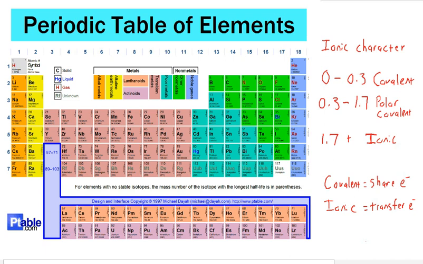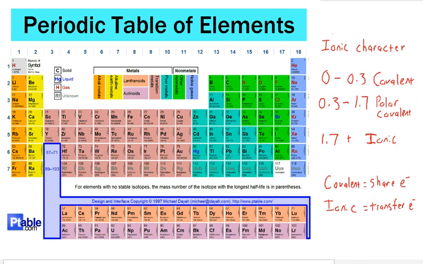Alright, in this video we're taking a look at how to draw Lewis structures for covalent compounds and how to show the transfer of electrons in ionic compounds. In order to determine what type of drawing you're going to need, you have to determine if you're working with an ionic bond or a covalent bond.